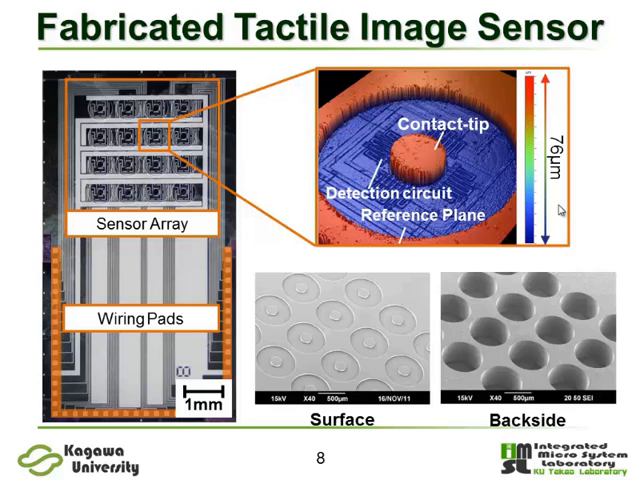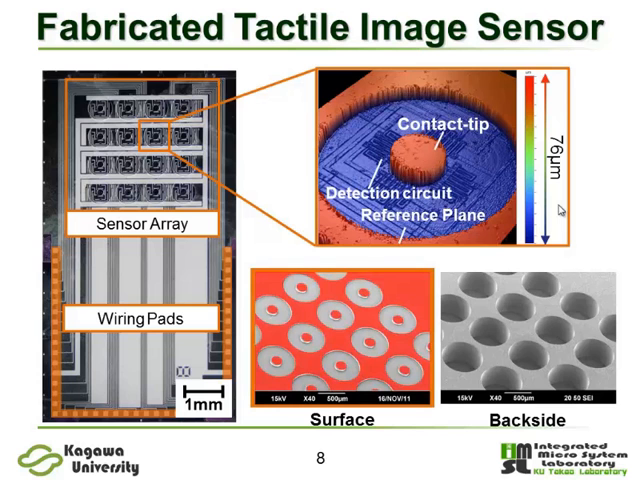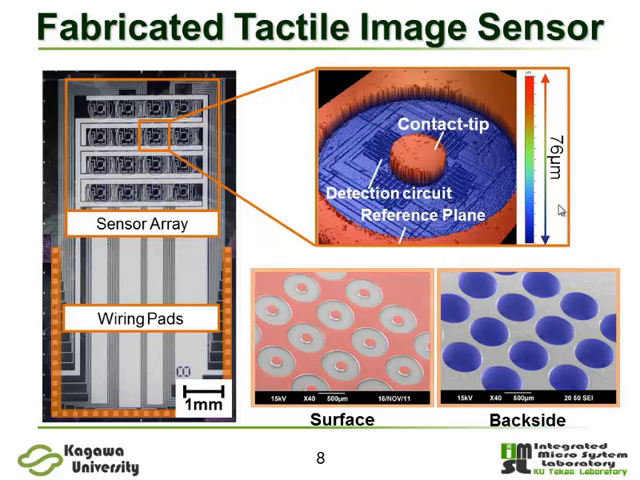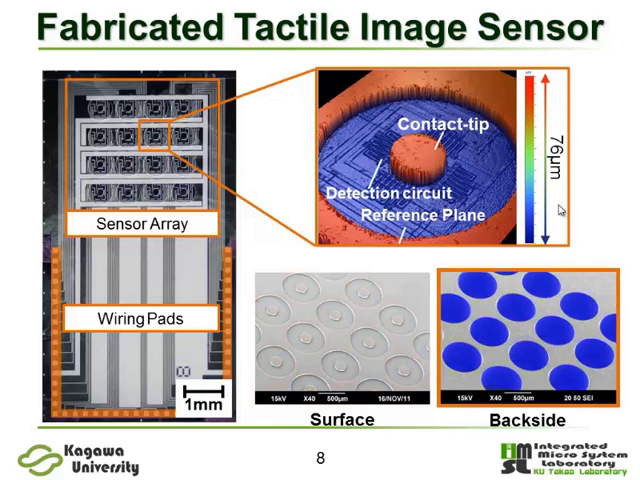This photograph shows the sensor surface and backside of the sensor array region. The reference plane structure and contact tip structure are formed on the tip surface as shown in this figure. Circular shaped silicon diaphragms are precisely formed as designed.